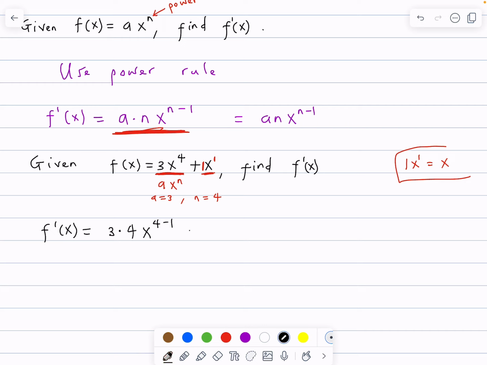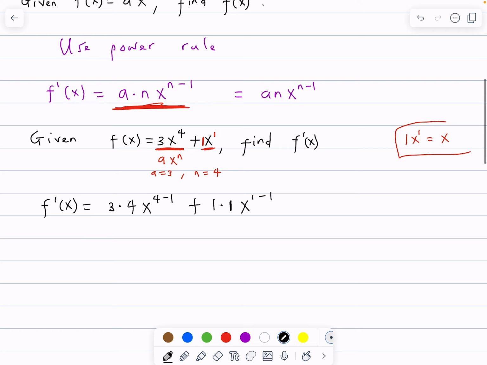So I have 1, so I bring down the power, which is 1. Then I have x to the power of 1 minus 1. Remember, you bring down the power and you subtract 1 from the power. So let's simplify this. This is just going to be 12x to the power of 4 minus 1 is 3, plus 1 times 1 is 1, then x to the power of 1 minus 1 is 0.